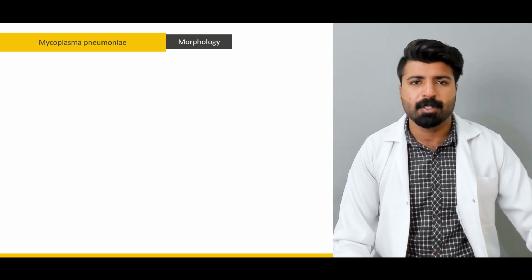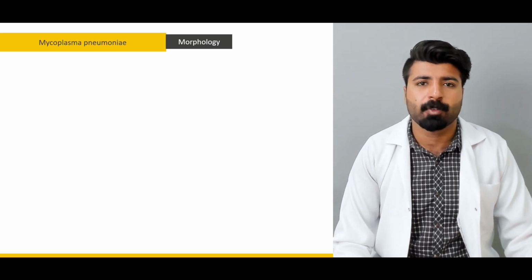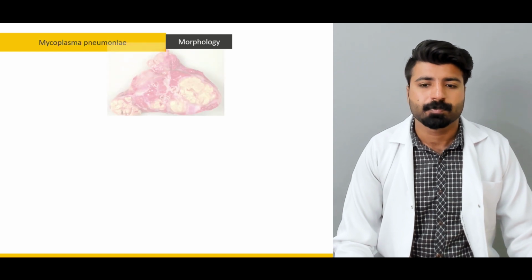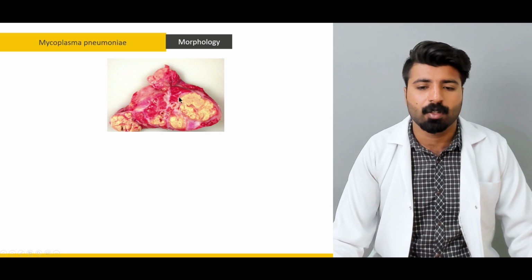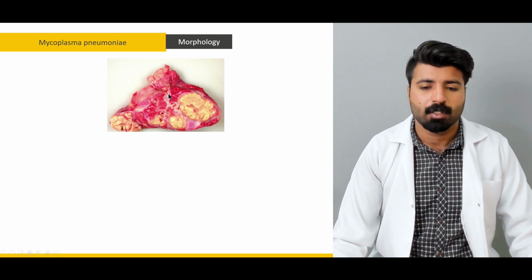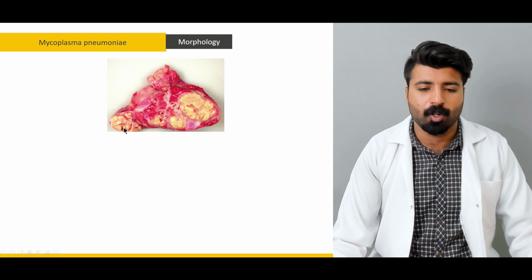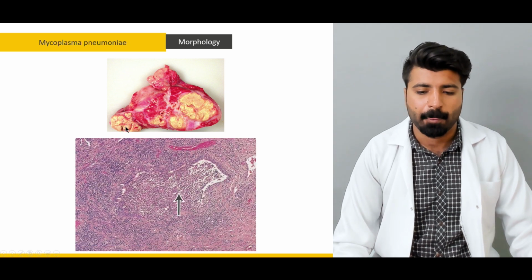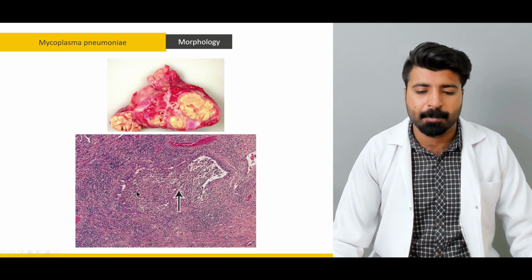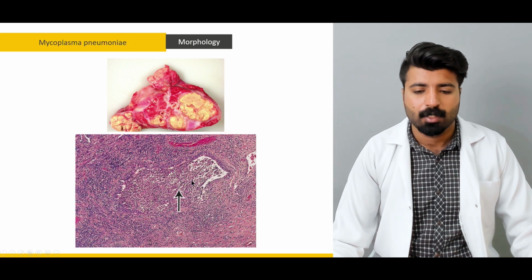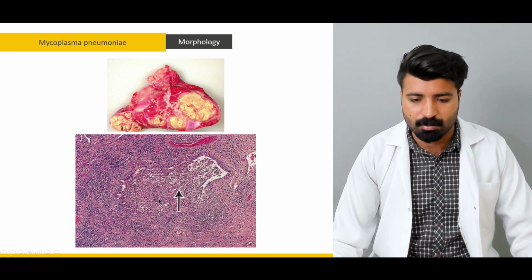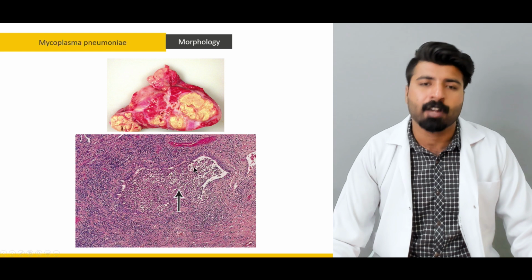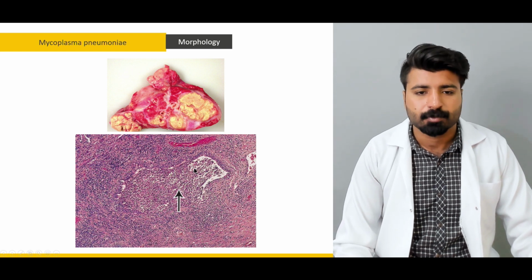So what will be seen on the morphological slide of mycoplasma pneumonia? This is what will be seen. A lot of pus, a lot of fibrosis. Look at this, a lot of pus has been formed. A lot of degradation has been happening. And you can see the early appearance here, these red streaks, and pus will be here. So this early appearance is a landmark for mycoplasma pneumonia.